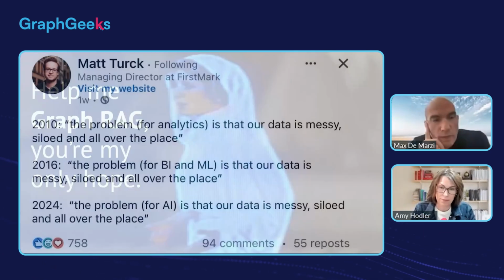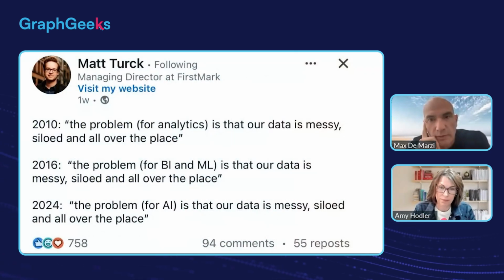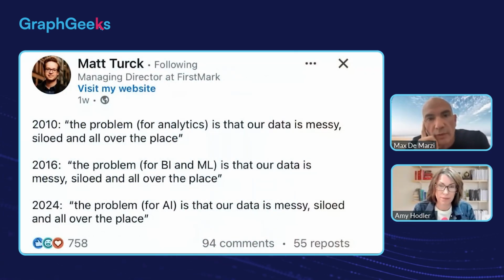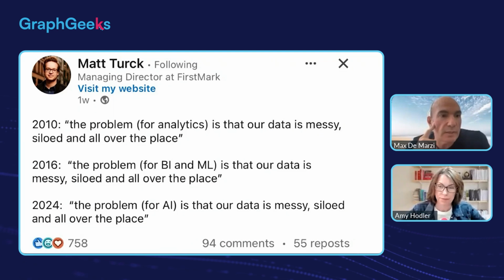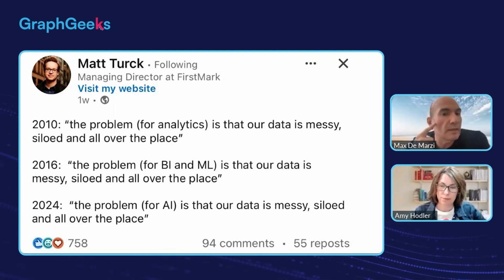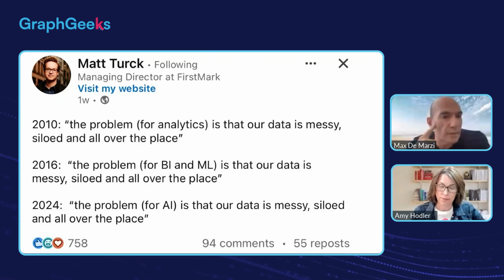But back to the cries for help. Matt Turck has this post on LinkedIn. And if you've been around, you'll know what he's saying is the truth. The problem with analytics is that the data is messy, the data is siloed, and the data is all over the place. And the problem with business intelligence and machine learning is that the data is messy, it's siloed, and it's all over the place.